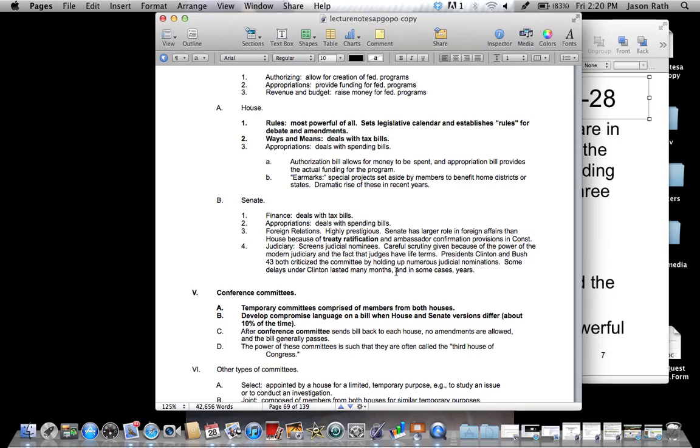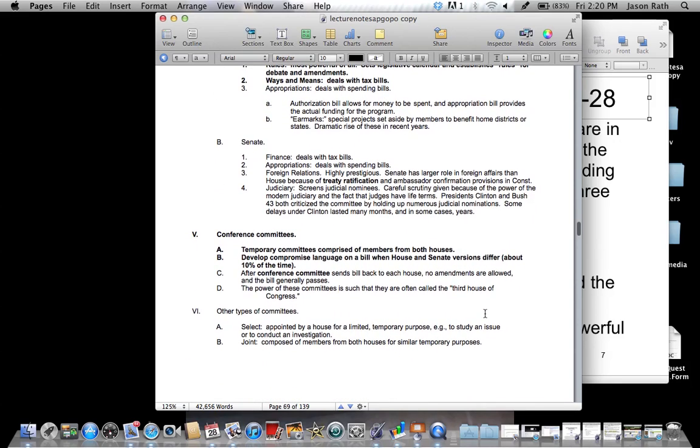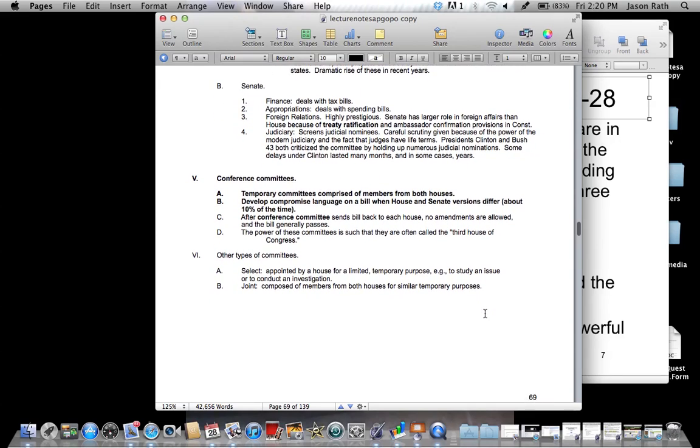And then you have the Senate Judiciary Committee, which screens judicial nominees from all levels of the judges, not just Supreme Court, federal and district judges as well. Careful scrutiny is given because of the power of the modern judiciary and the fact that judges have life terms. Again, Bush and Clinton both criticized the committee by holding up numerous judicial nominations that they wanted. Some delays under Clinton lasted many months, in some cases years.